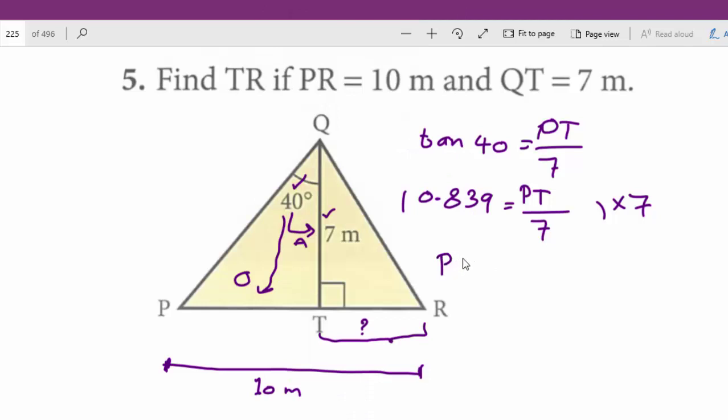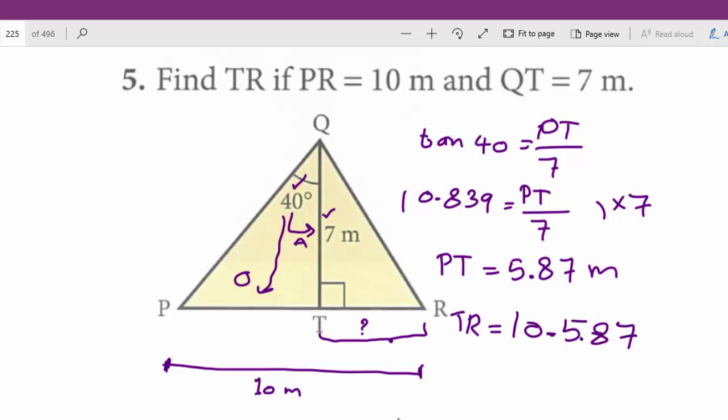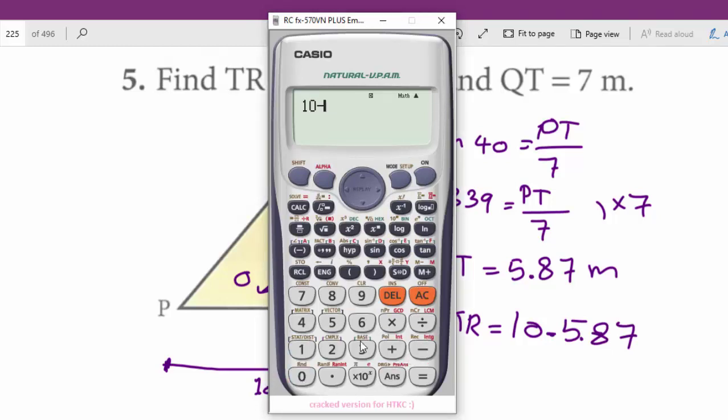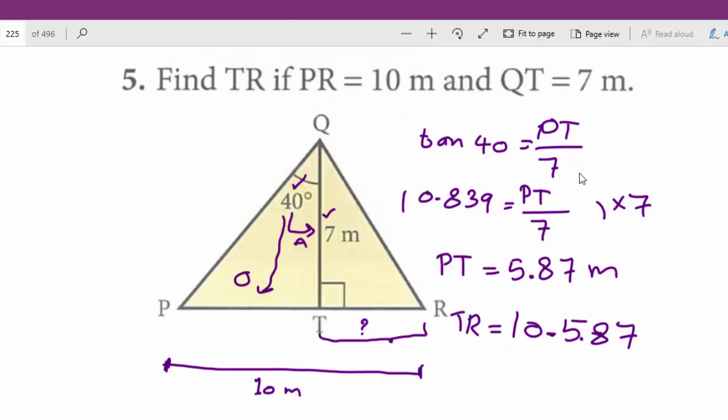So PT is 5.87. They are all in meters. PT is also in meters. Now, I know PT is 5.87. If I subtract this from the 10, what's remaining is RT. Now to find RT or TR, it is equal to 10 minus 5.87. 10 minus 5.87 is 4.13. So TR is 4.13 meters. Done.